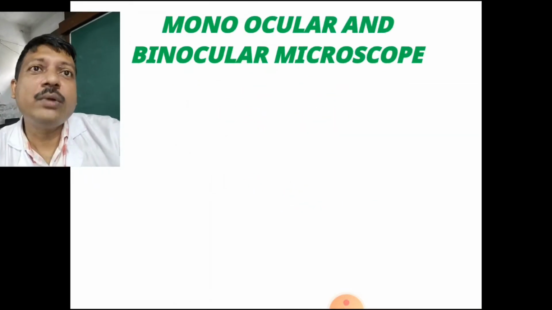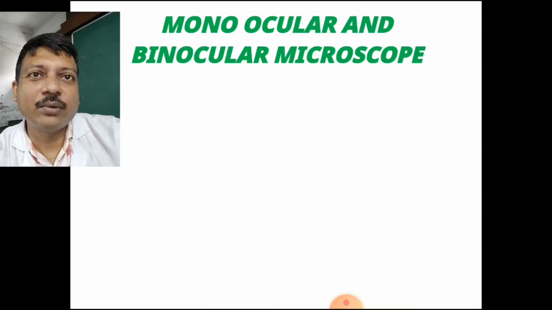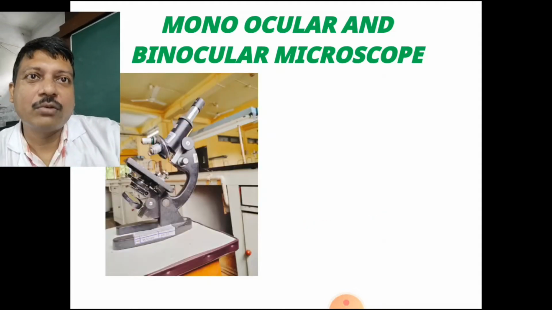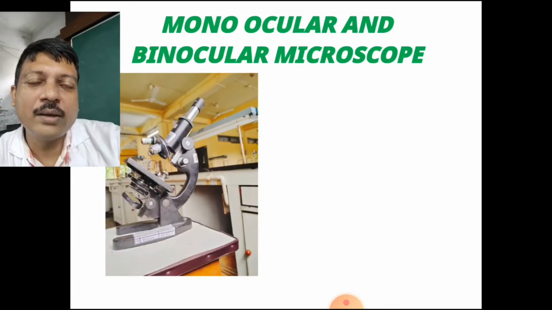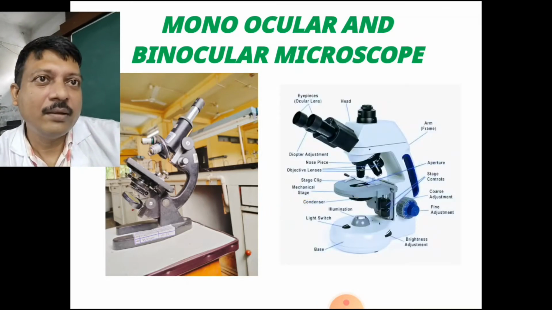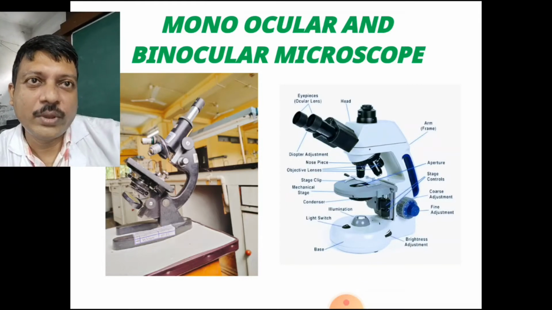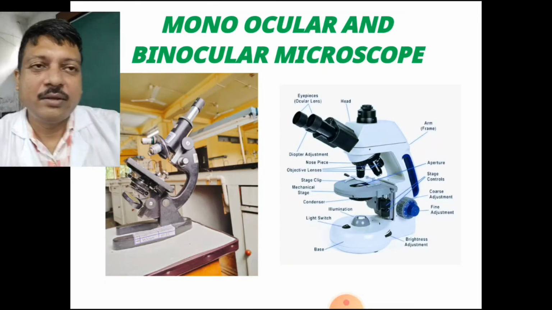Now, there are two types of microscope. One is the monocular microscope, another is the binocular microscope. The monocular microscope has only one eyepiece lens, whereas the binocular microscope has two eyepiece lenses, so that both eyes can be used simultaneously.